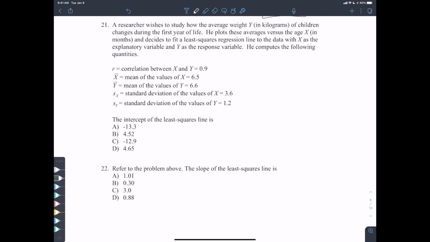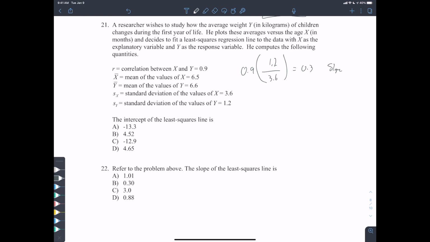21. A researcher wishes to study how the average weight y in kilograms of children changes during the first year of life. The intercept of the least squares line is. So to find the intercept of a least squares regression line, you need to find the slope first. And to find the slope, you can do the standard deviation of y, which is 1.2, over standard deviation of x, which is 3.6, and you multiply that by your r value, which it conveniently gives you as 0.9. And so that is going to give you a value of 0.3, which is your slope.